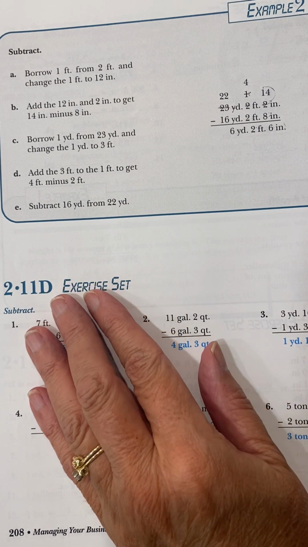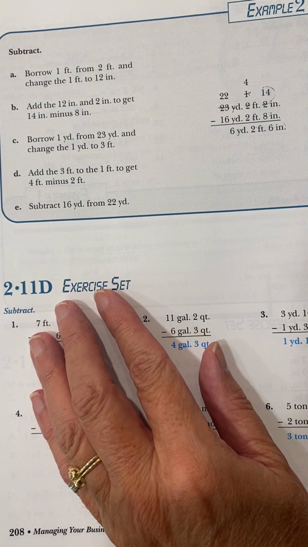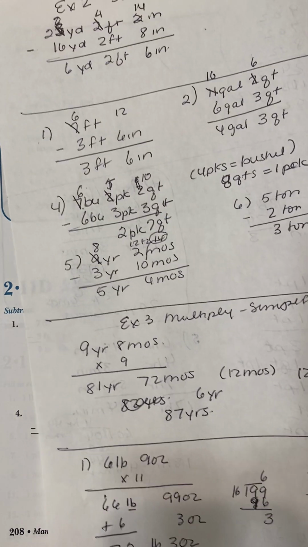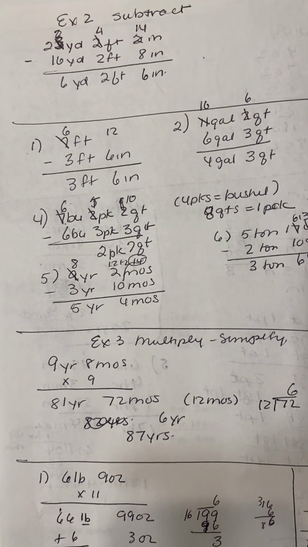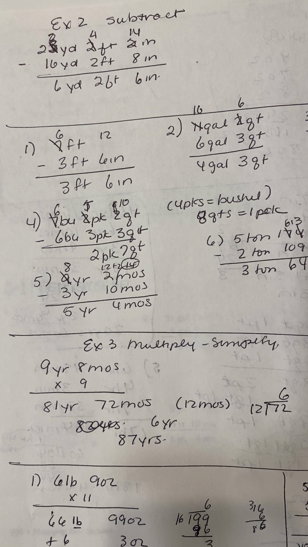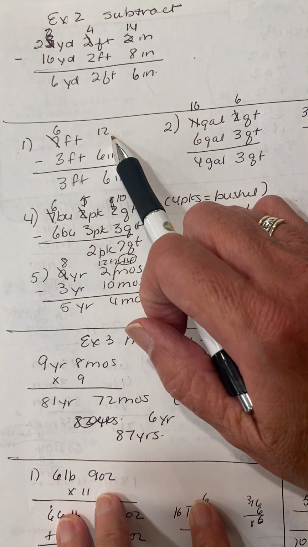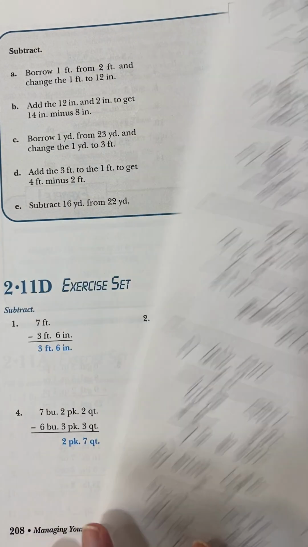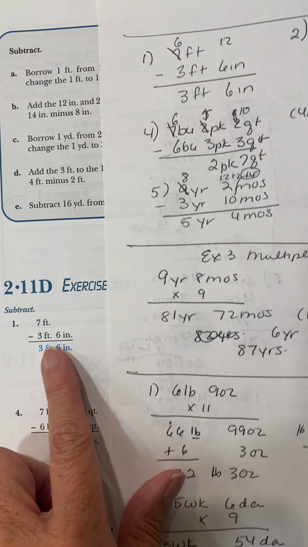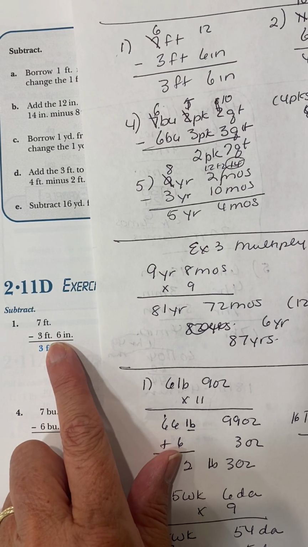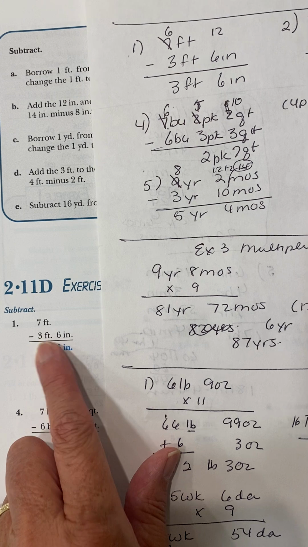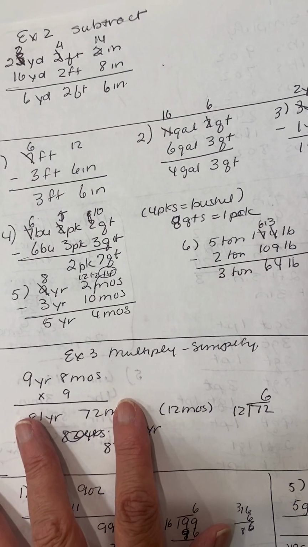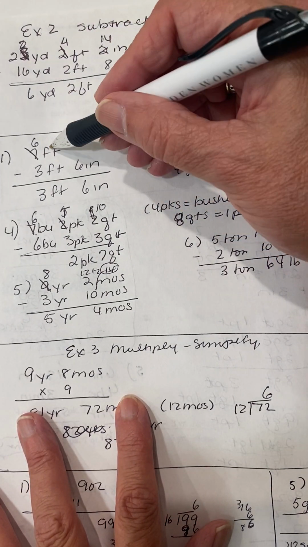So let's go over some subtracting problems here. So we have these subtracting. We have 7 feet, 12 inches. Oh wait, do we have 12 inches? No, it's 7 feet minus this one here. 7 feet, 3 feet and 6 inches. So I had to borrow here, that's what I did. So here we have 7 feet, 6 inches.